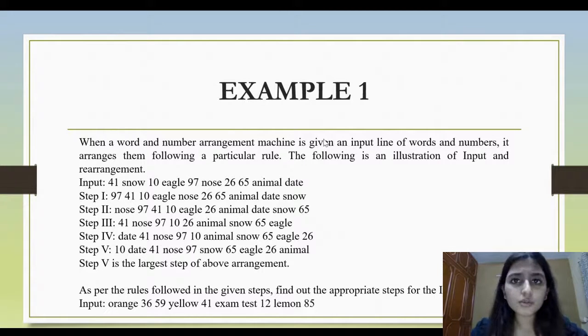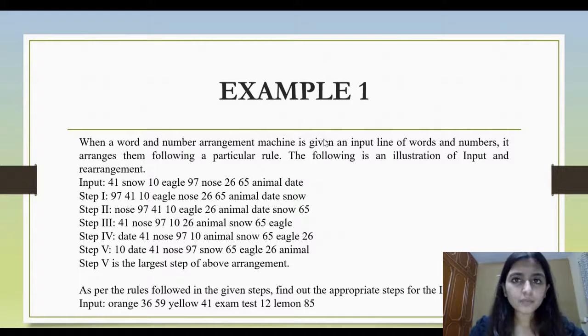Now what are we required to do? Read the question. As per the rules followed in the given steps, find out the appropriate steps for the following input, and an input is given to you. What are you required to do? You are required to apply the same algorithm or the same steps or the same sequence or the same rules, call it whatever you want, to the given input.